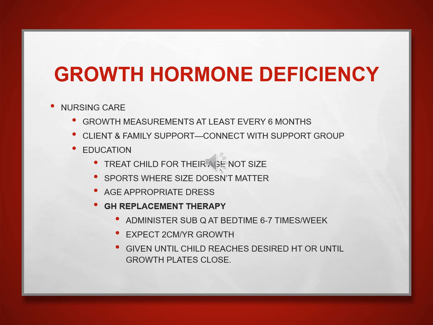So when we talk about growth hormone replacement therapy, that's going to be administered sub-Q, generally at bedtime, 6 to 7 times a week. The expectation is for them to grow at least 2 centimeters every year. And then it's generally given until a child reaches a desired height or until the growth plates close.